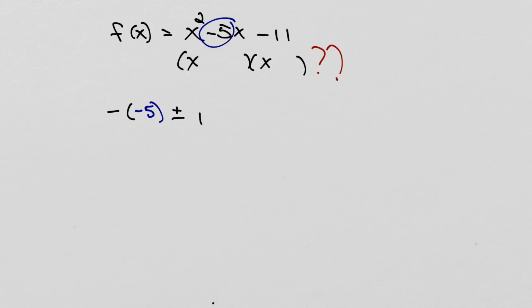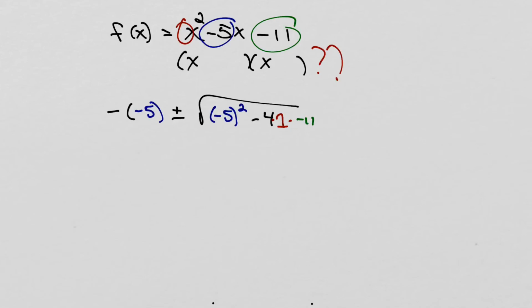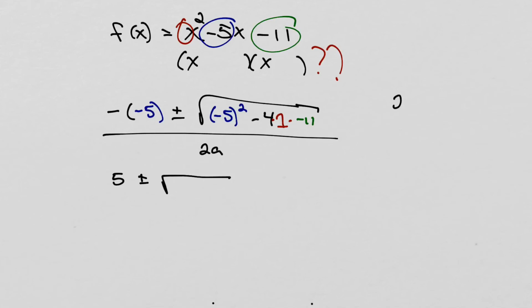And then that's plus or minus the square root of b squared. So again, that's a negative 5 squared, and then that's minus 4 times a, which again is 1, times c, which is negative 11. And then that's all over 2 times a. So this looks like it's 5 plus or minus the square root of, let's see, that is 25 plus 44, which gives me 69.